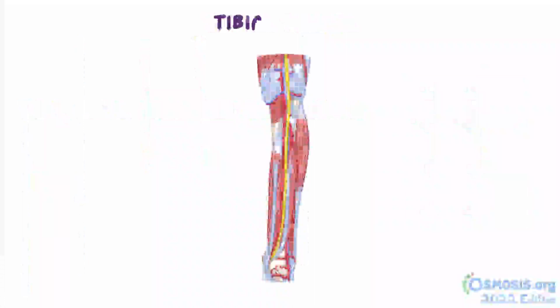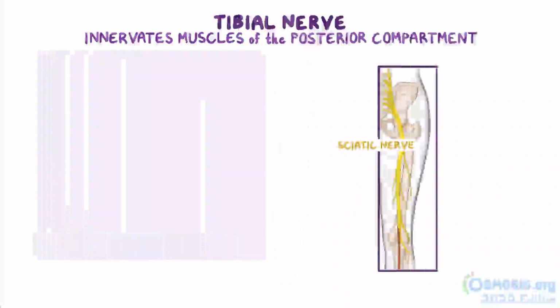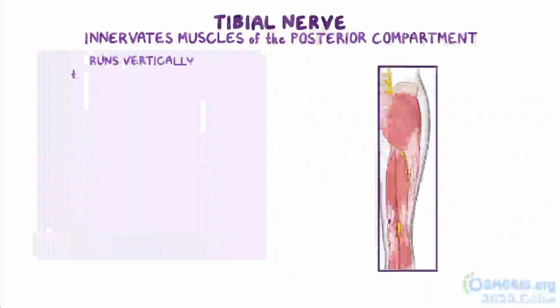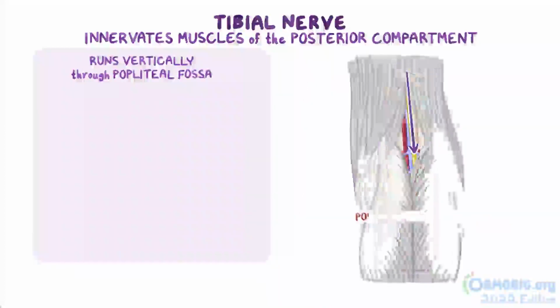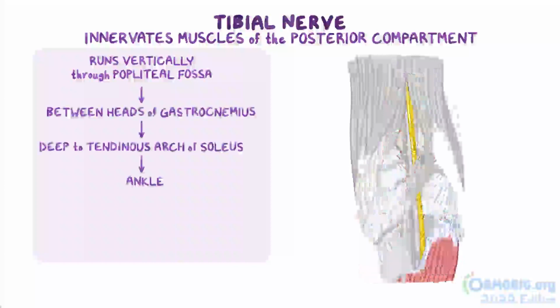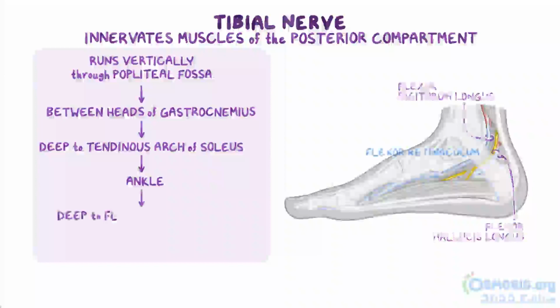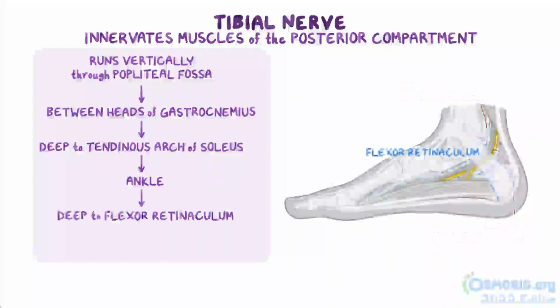Speaking of nerves, the tibial nerve is the most important as it innervates all the muscles in the posterior compartment. The tibial nerve is the larger of the two terminal branches of the sciatic nerve. It runs vertically through the popliteal fossa with the popliteal artery, passing between the heads of the gastrocnemius deep to the tendinous arch of the soleus. At the ankle, the nerve lies between the tendons of the flexor hallucis longus and flexor digitorum longus, and after traveling deep to the flexor retinaculum, the tibial nerve divides into the medial and lateral plantar nerves.